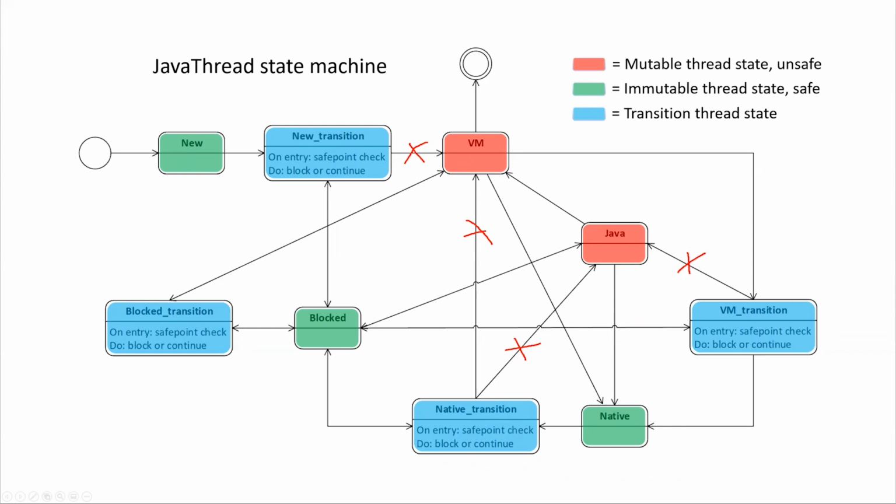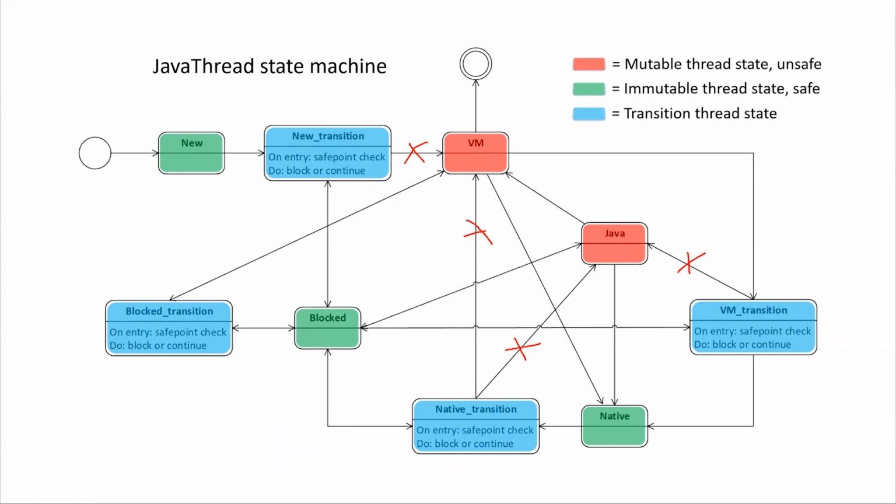However, as we said, this is only one part of cooperative suspension, which we said was that the JVM blocks Java threads from transitioning into thread states classified as mutable. The second part of our definition was that the JVM triggers Java threads to transition from running inside a mutable thread state into an immutable thread state. And as a consequence of this transition, thread local GC roots are published.